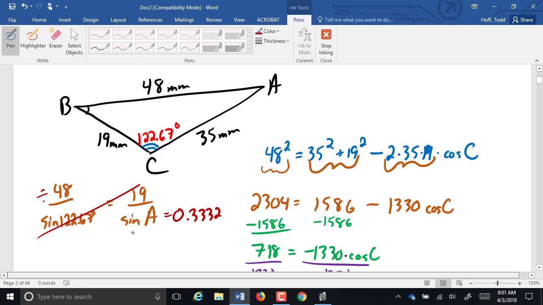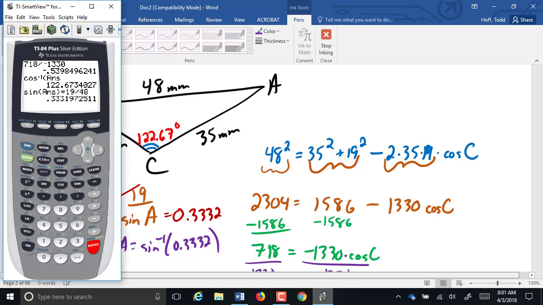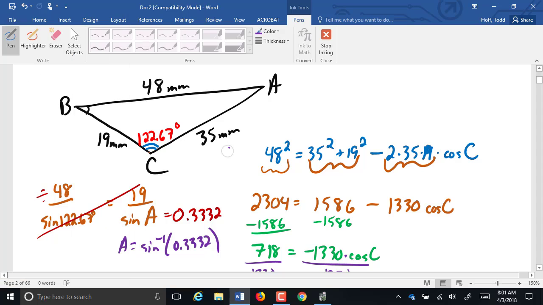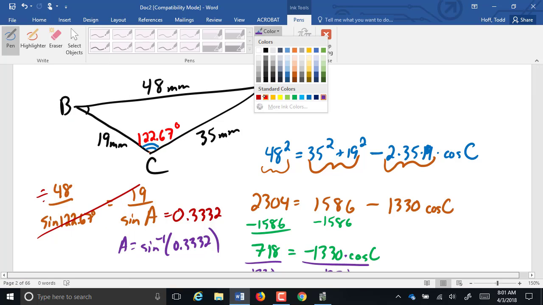And of course, we have to inverse sine that. A equals the inverse sine of 0.3332. 19.46 sounds good. 19.46 is A.